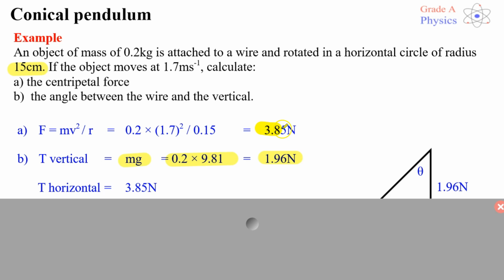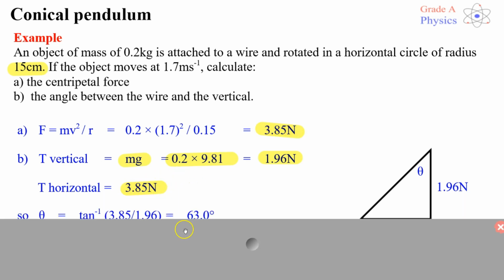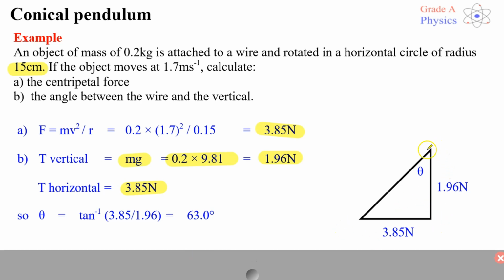We said that the centripetal force is provided by the horizontal component of tension. So if I know these two components, then I can do a little bit of trigonometry. The 1.96 is the vertical component, the 3.85 is the horizontal component. I'm trying to find theta, so tan to the minus 1 of 3.85 over 1.96 will give me 63. So this part B is the tricky bit, and this is really, really important. There'll be lots of different scenarios which use a very, very similar approach. So let's have a look at some more examples.